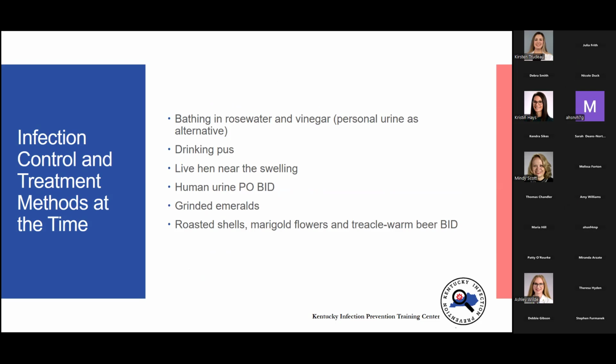They would drink human urine twice a day. They would also grind up emeralds and put that into wine and drink it. They also made this little warm beer tincture of roasted shells, marigold flowers, and treacle, and they drank that twice a day.